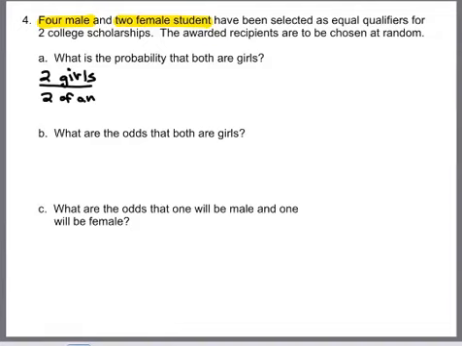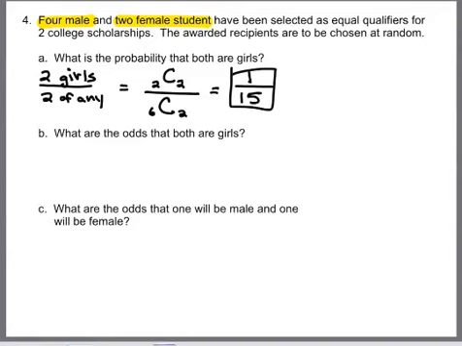So we're going to start with the probability. Out of 2 total female students, how many ways can we pick 2 girls? The total girls are 2 and we're picking 2. Out of any, because this is the total, out of 6 total, how many ways can we pick 2? So if I do 2C2 in my calculator, I get 1. If I do 6C2 in my calculator, I get 15.